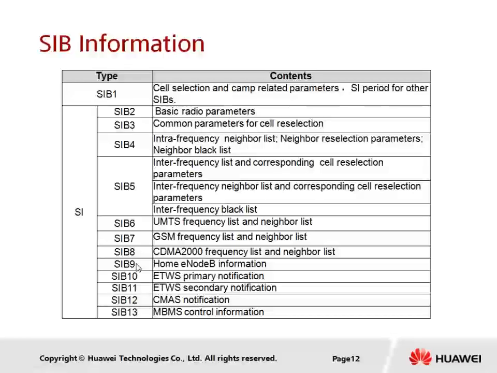SIB9 is for the home eNB information. SIB10 and 11 are for the earthquake and tsunami warning system, where SIB12 and SIB13 are for CMAS notification and multimedia broadcast multicast service control information.